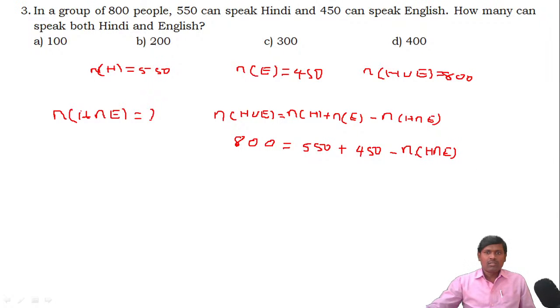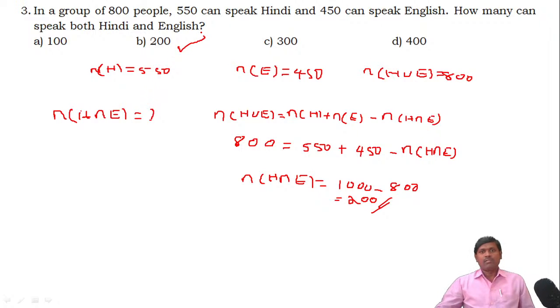Is it clear? The required value is n of H intersection E, which is equal to 1000 minus 800. So this is nothing but 200. This is the required solution. Therefore, option B is the right answer. Next we shall move to the third question.